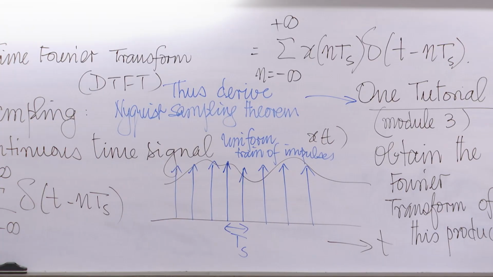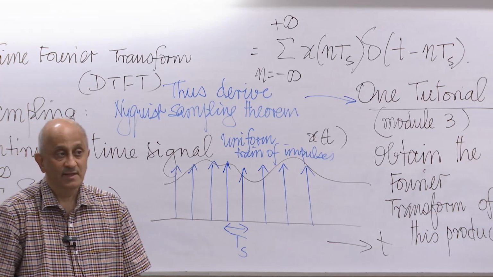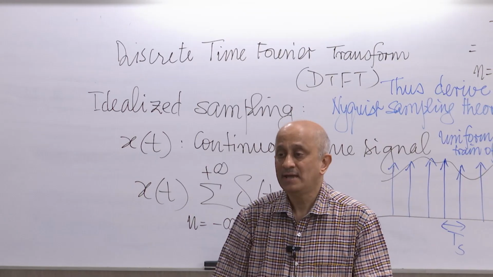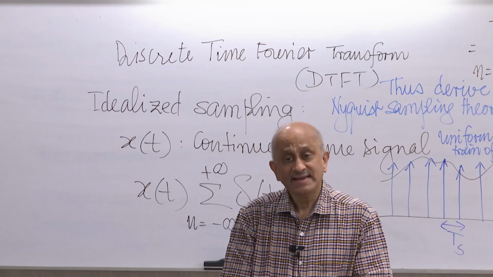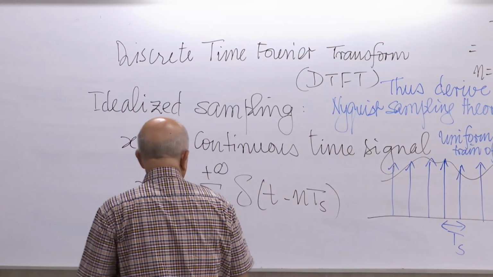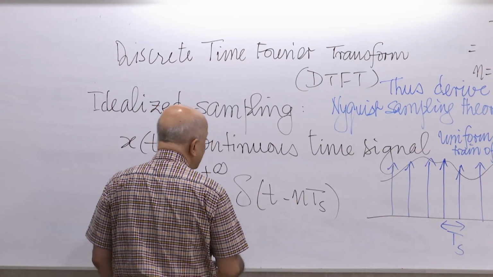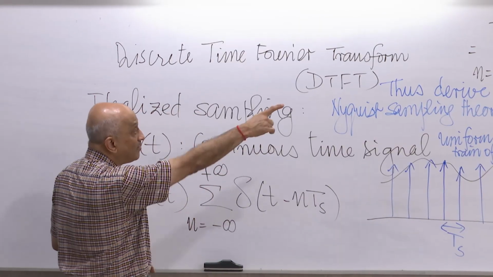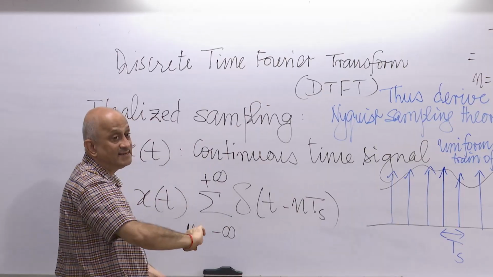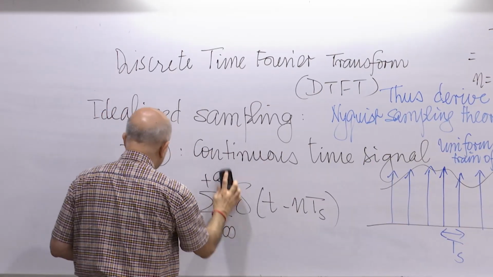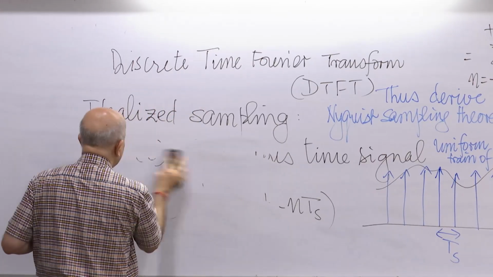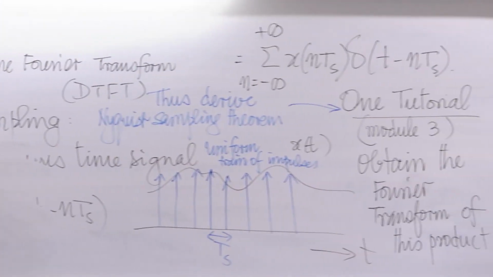Anyway, suppose we have this uniform train of impulses. Let us find out the Fourier transform of this train of impulses. The uniform train of impulses, but now we are going to take the Fourier transform of that train of impulses, where the impulses have been scaled by the appropriate values of the function at those points. So, let us find out the Fourier transform of this.